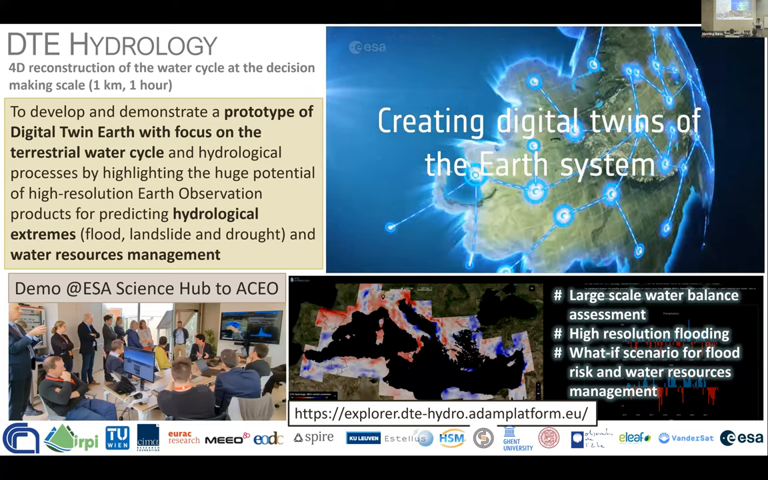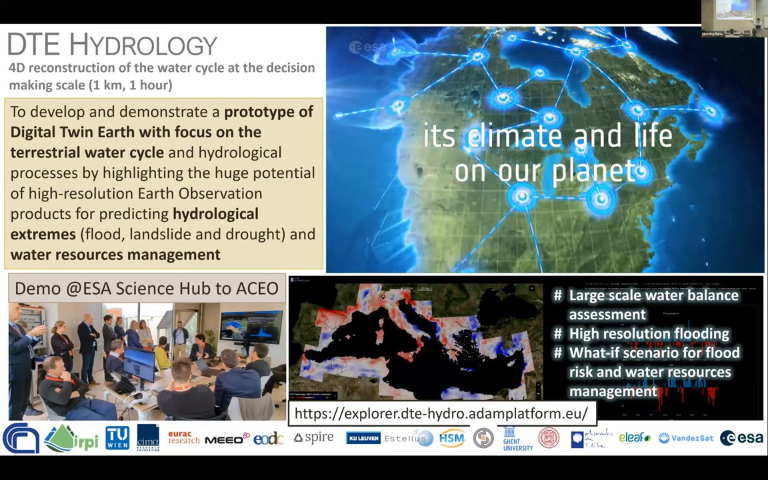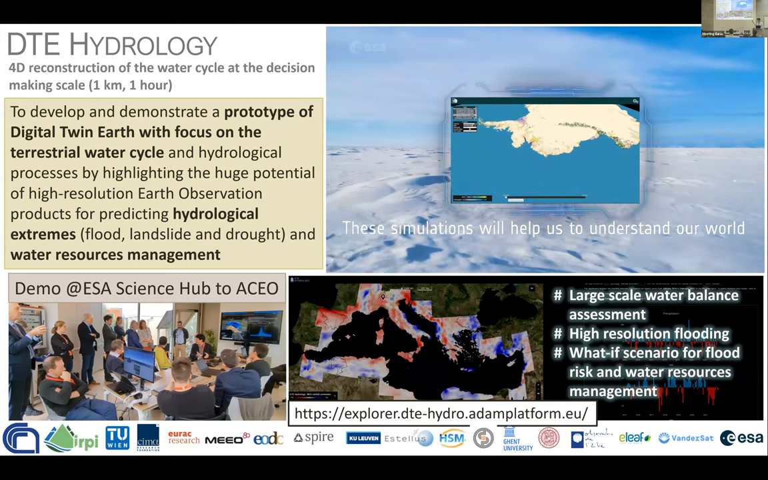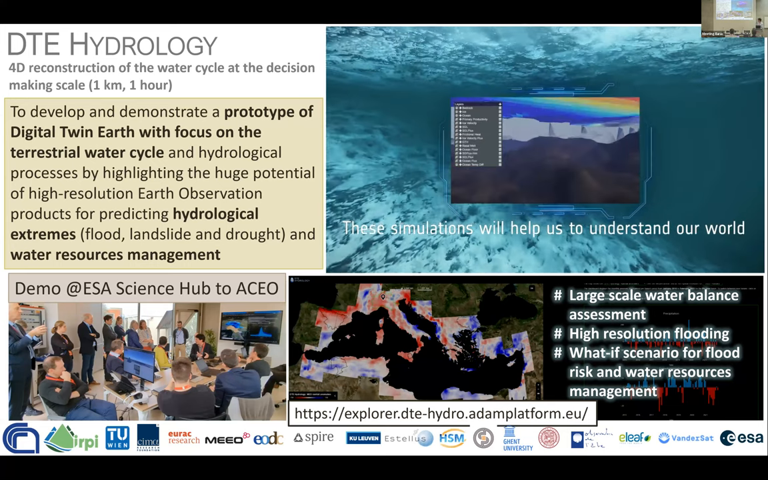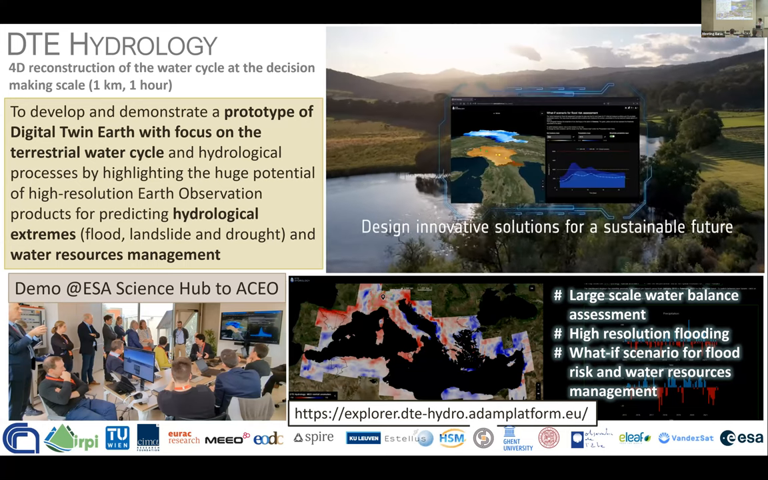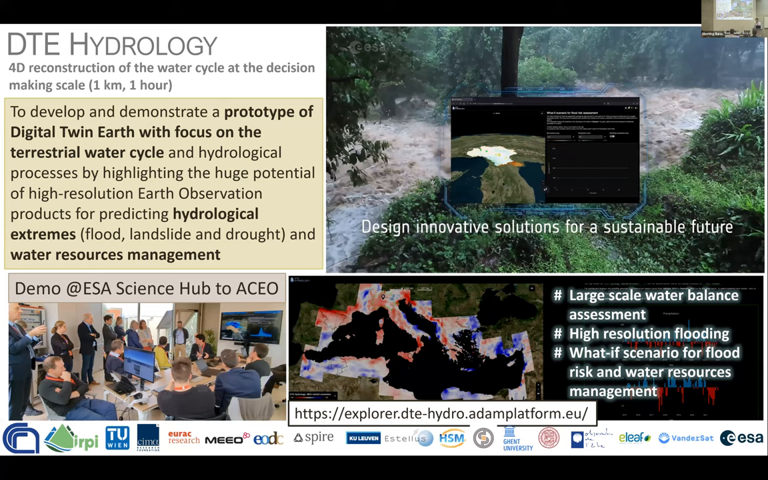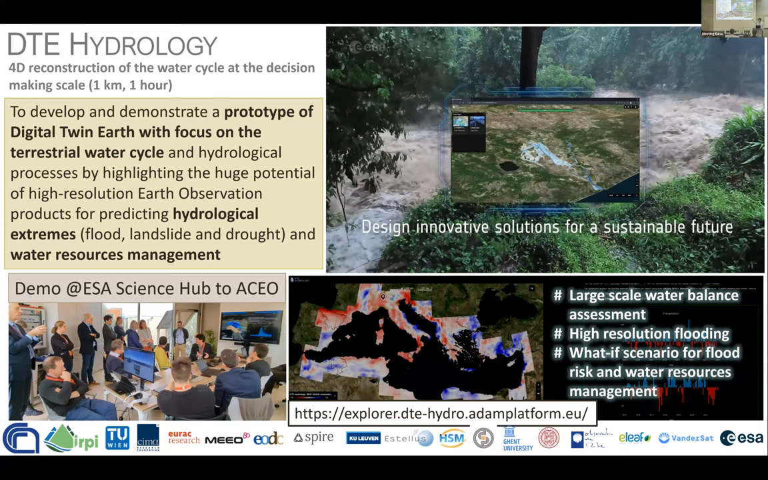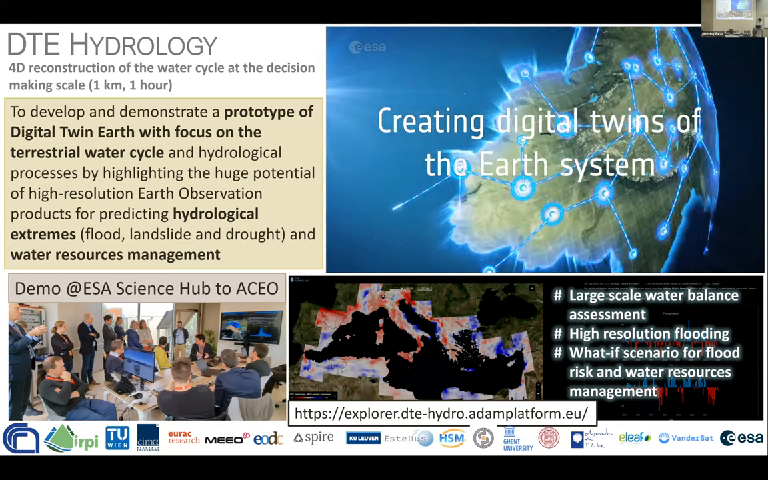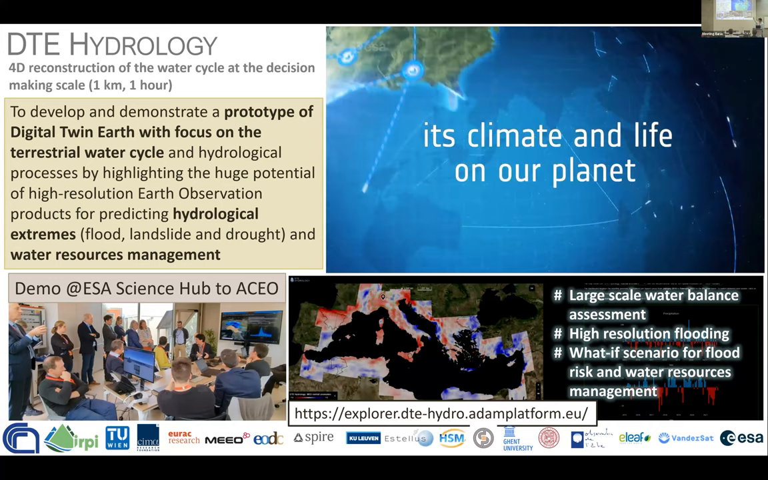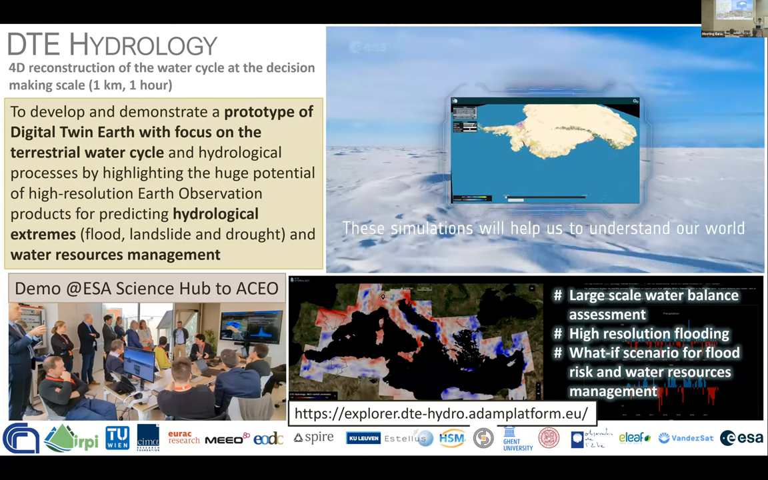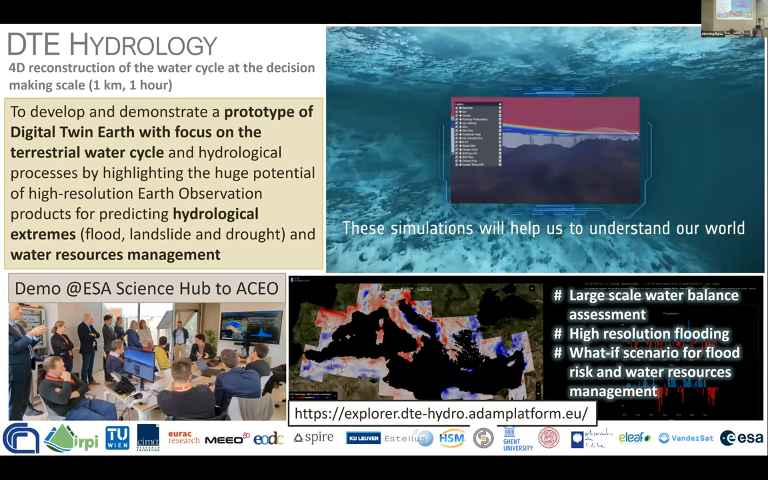What have we done? We have done this Digital Twin Earth Hydrology project, which was a project with ESA. Of course, it's a project with a number of partners. Eurac is also one of the partners, for instance. We also presented to the Advanced Committee for Earth Observation in ESA. There is a lot of activity around there. What we have done is to try to develop a prototype of a digital twin, first for the Po River Basin, Northern Italy, and then for the full Mediterranean Basin.